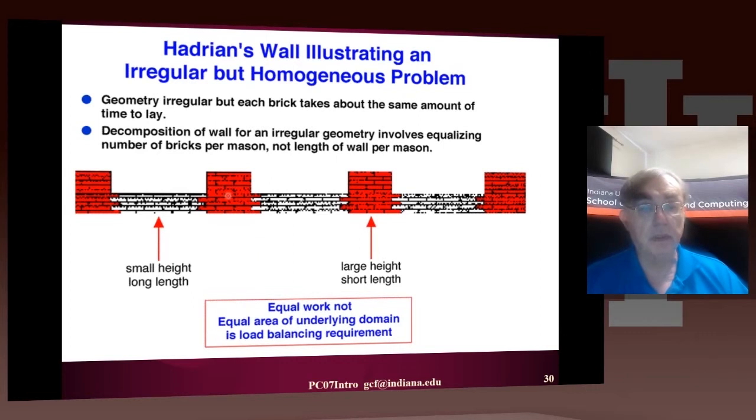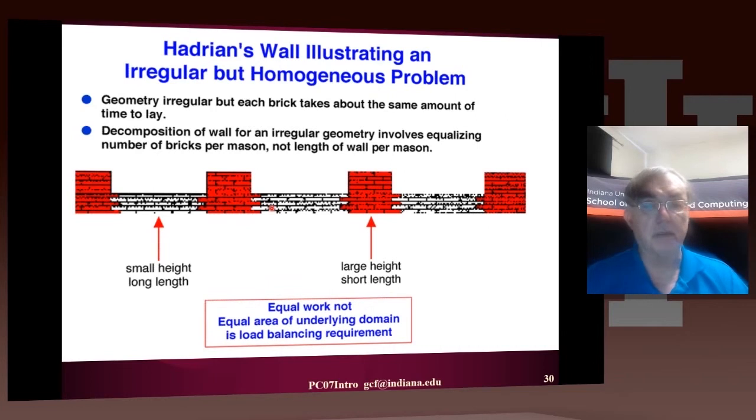So that's an example of how to get a load balanced bricklaying problem: they try to make roughly equal numbers of bricks per mason, which means the mason in this case where the height is smaller would get a larger length than the mason responsible for these parts where the length is smaller. So we do equal work, not equal length, when we are doing the decomposition.